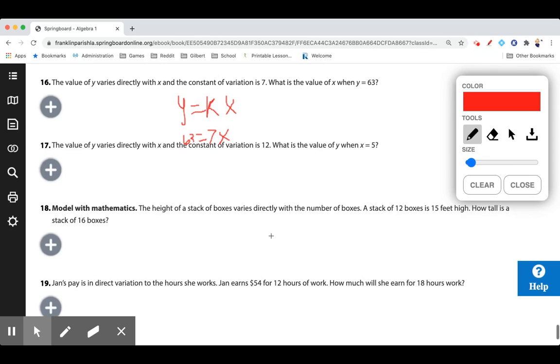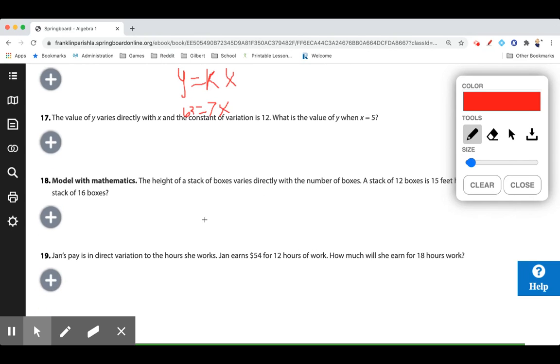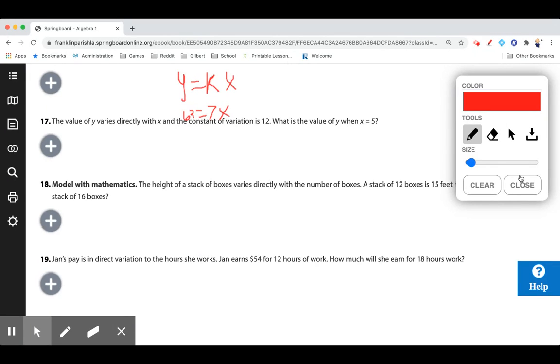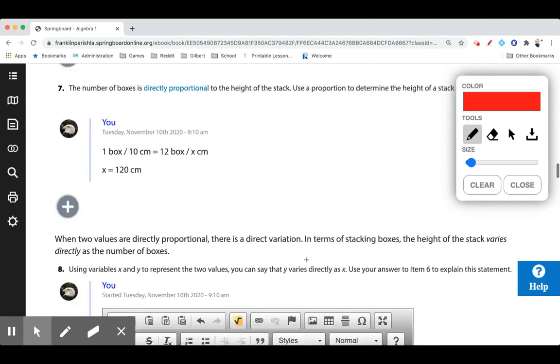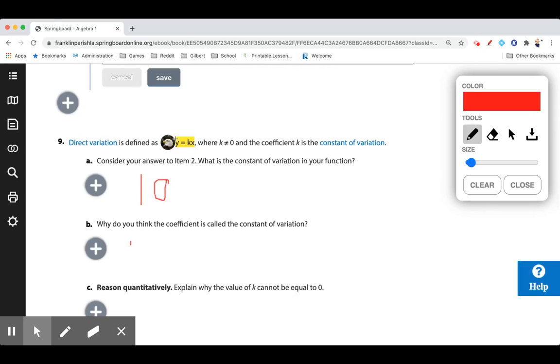All right, you could use your proportions to get this one. Try number 18 and 19 on your own. But main thing, direct variation has to look like this. It has to be able to be put into this form: y equals k times x, where k is just some number. That's your constant of variation. That's your slope. We just did slope, and this is basically how we're going to continue to define it. Slope for straight lines. Direct variations are straight lines.